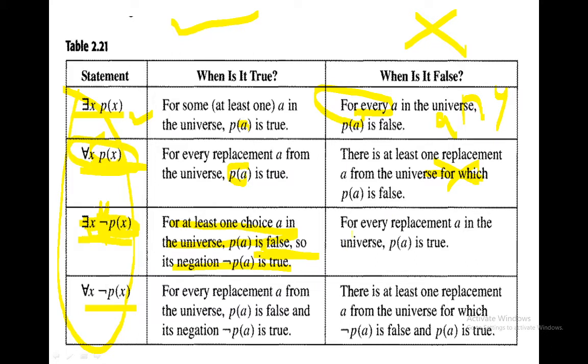Okay, similarly for every replacement a in the universe, p of a is true. Similarly, for all x, negation of p of x. Now here what I am going to do is replace x with some a for all values. That time it should give me a false value only, then only I can say it is going to be true for all the replacements of x, otherwise it is going to be false. Next we are having, there is at least one replacement of a in the universe for which negation of p of a is false, and p of a must be true, then only I can say it is going to be false.